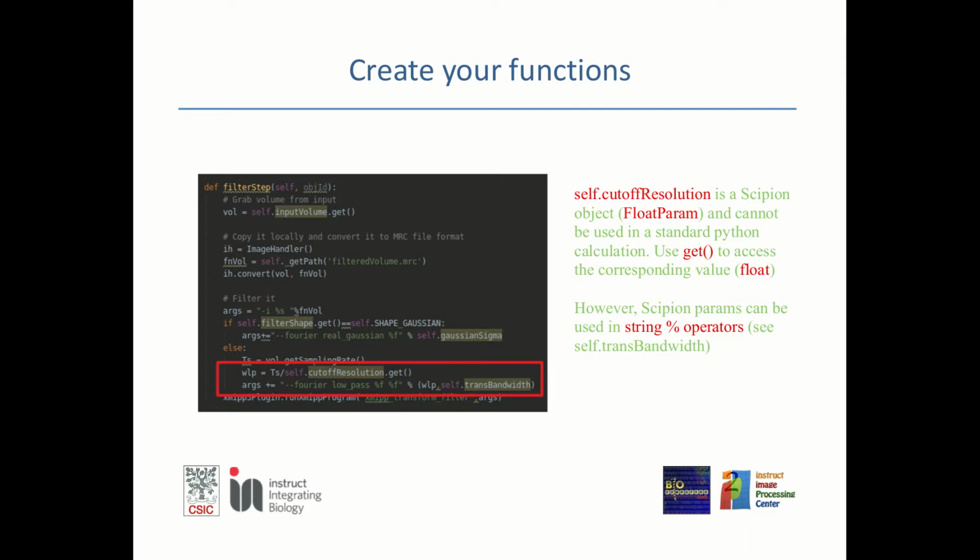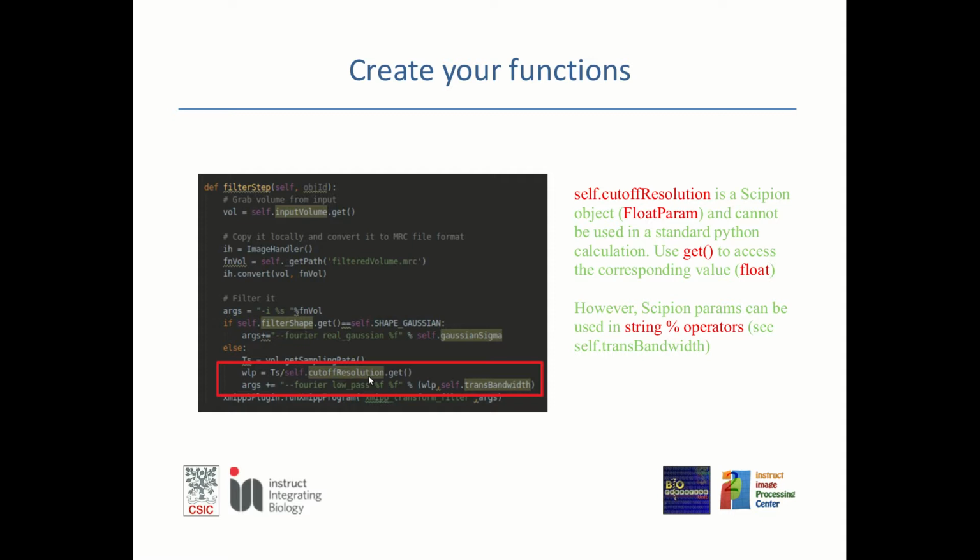And there are a few comments we can make here. The first thing is that these are the parameters that were defined in the form. So this, for instance, cutoff resolution, that was a float param. So float param is not a float. It is a complex object defined by Scipion, so I cannot use those complex objects to make divisions, for instance. I cannot take the sampling rate and divide by this complex object.